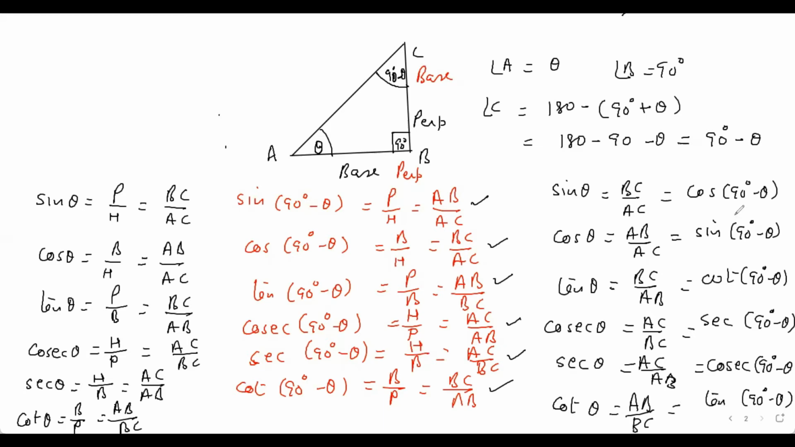So cos 90 degree minus theta is sine theta. Sine 90 degree minus theta is cos theta. Cot 90 degree minus theta is tan theta. Sec 90 degree minus theta is cosec theta. Cosec 90 degree minus theta is sec theta. And tan 90 degree minus theta is cot theta. This is how it has been derived, but you can skip it. You can directly do the exercise.